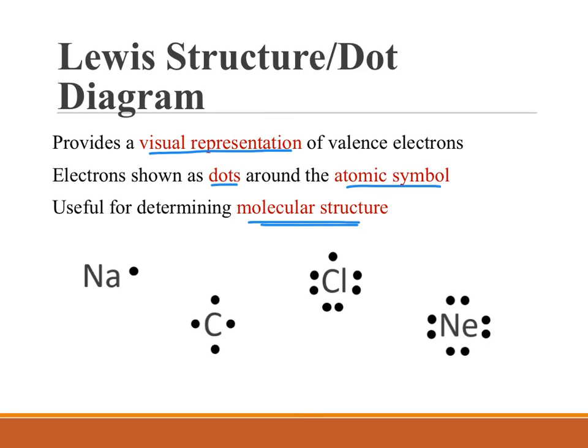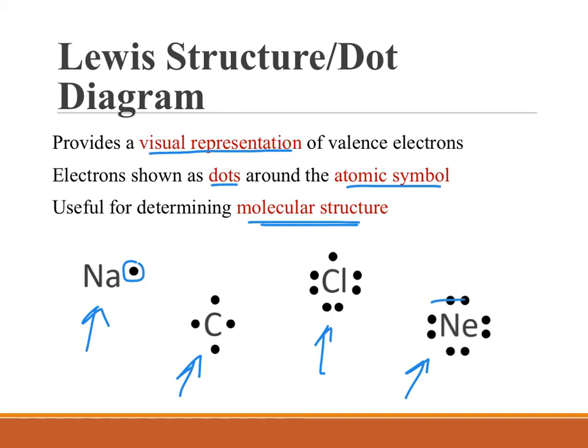So starting with sodium here, you can see it has 1 valence electron, and so right around the sodium we've just put one single dot to represent that 1 valence electron. Carbon has 4 valence electrons, and so it has 4 dots around it. Chlorine has 7 valence electrons, so we have 7 dots. And then neon has 8 valence electrons, and so we have 8 dots.